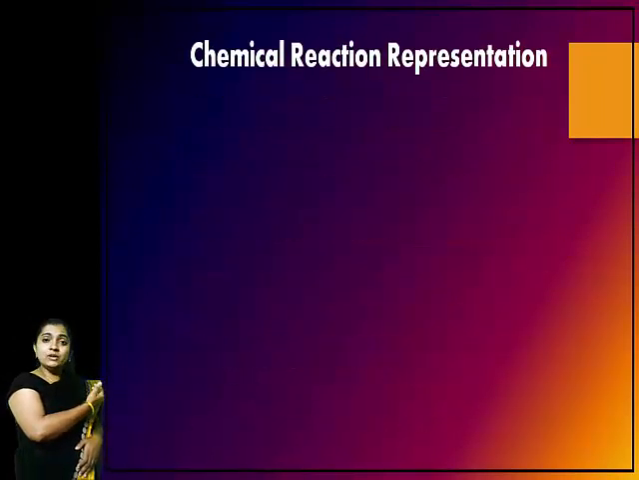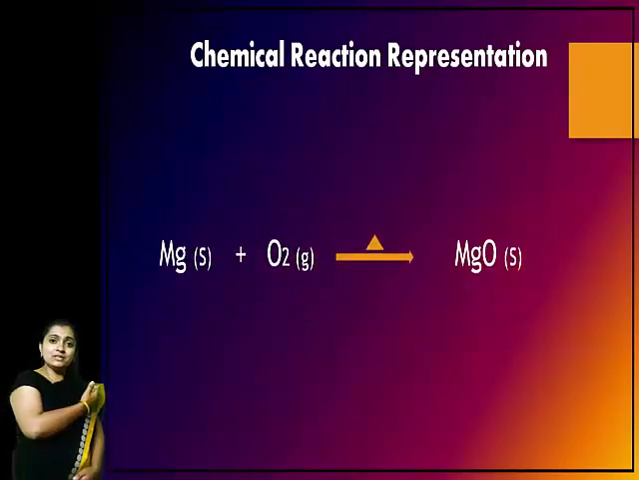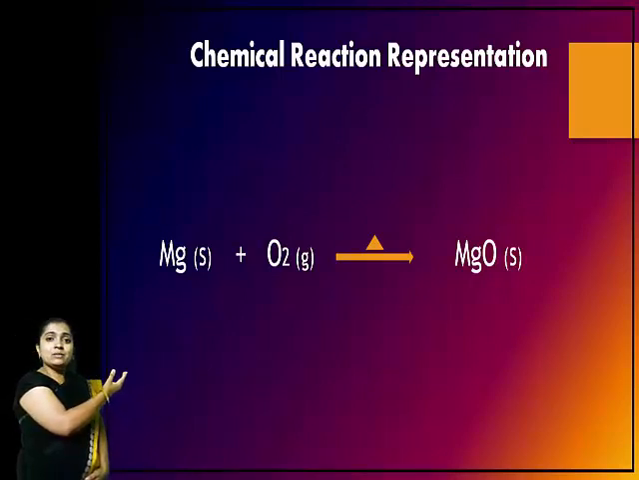We can also represent an equation in a shorter form. In a shorter form, we always use a symbol or chemical formula. For magnesium, the symbol is Mg. For oxygen, the symbol is O2, as oxygen is always represented in a molecular form, converted into magnesium oxide, and the formula of magnesium oxide is MgO.